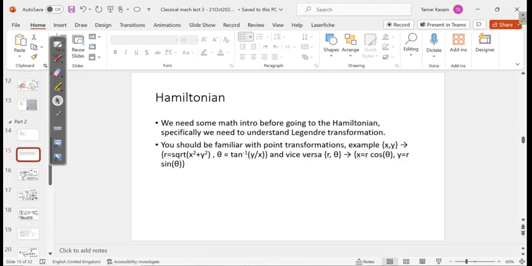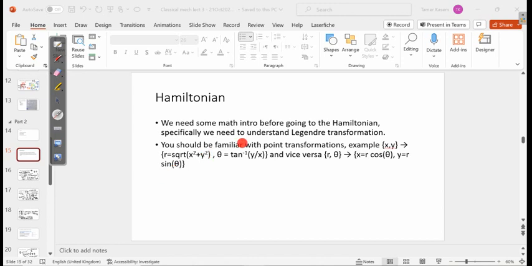So before introducing the Hamiltonian, we need some mathematical introduction using the Legendre transformation. The viewer may be familiar with what's so-called the point transformation. For instance, given the Cartesian coordinates x and y, they can be transformed to the polar coordinates r and theta, where r is equal to square root x squared plus y squared, and theta is equal to the inverse tan of y over x. And vice versa. For instance, given r and theta, you can get x equal r cosine theta and y equal r sine theta. This is called a point transformation.